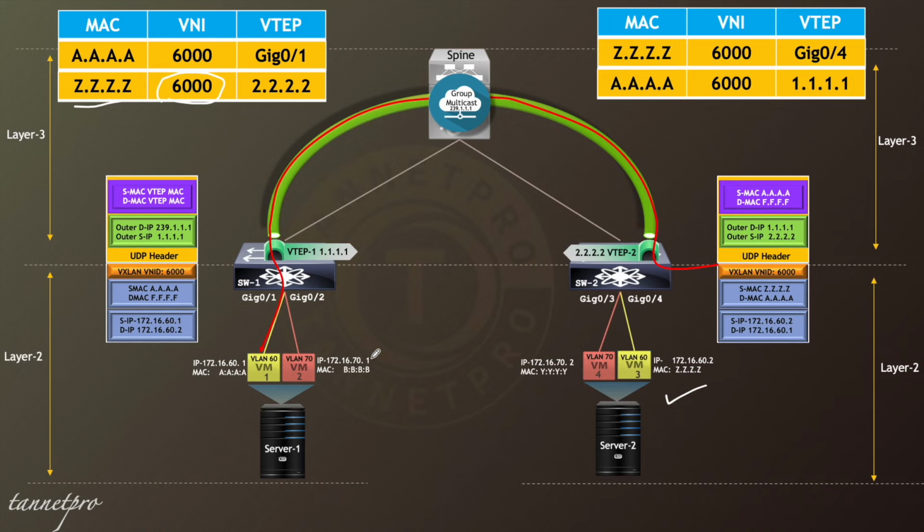Here we have to create the L3 VLAN interface, we have to create the L3 VNI, and we have to enable the routing. So this is how it's possible. Hope it makes sense, right?